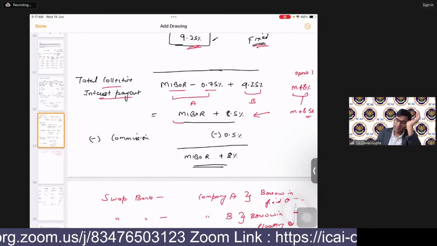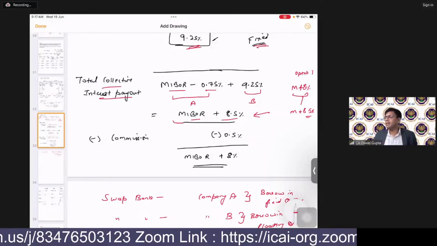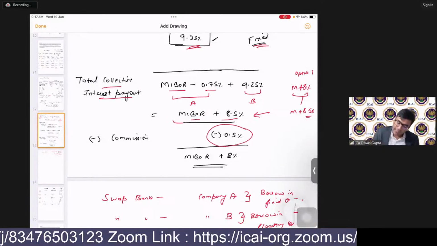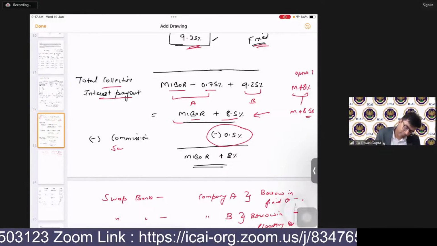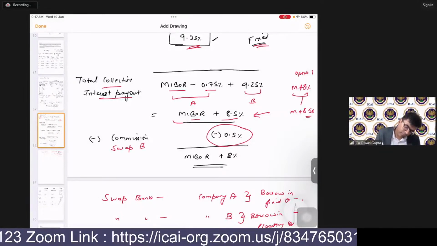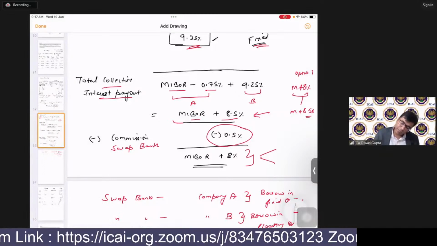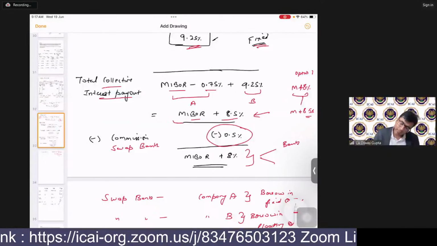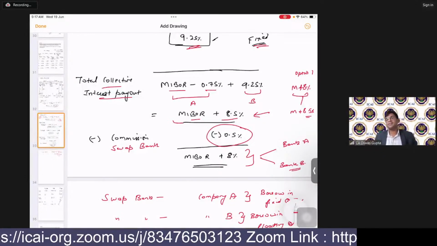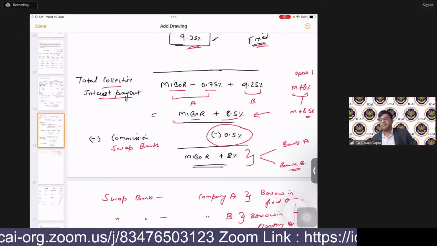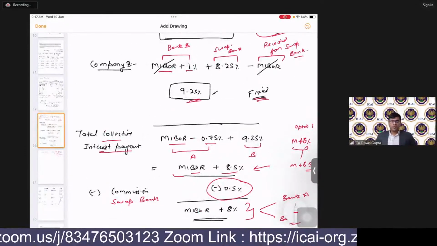Okay. So ultimately, MIBOR plus 8.5% is coming from company A and company B. Out of that, 0.5 is kept by swap bank. And MIBOR plus 8% is going collectively to bank A and bank B. Clear, students? Till now, clear?